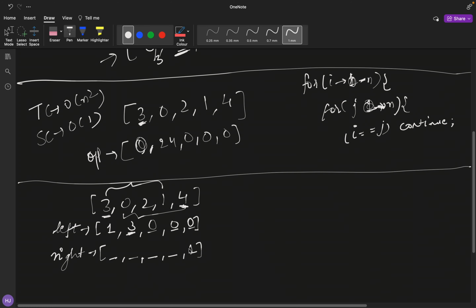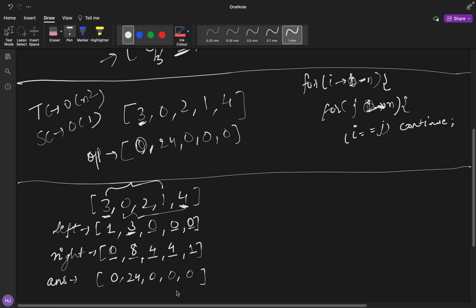0 into 4, 4 into 1, 4. 1 into 4, 4. 4 into 2, 8. And 8 into 0, 0. And then afterwards I have to store my answers in another array. So what I can do, I can simply take the product of both of these, left and right. So it comes out to be 0, 24, 0, 0 and 0.